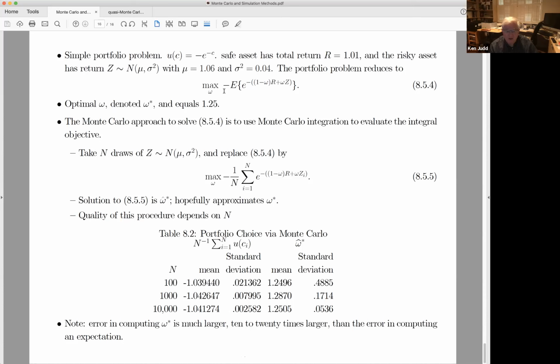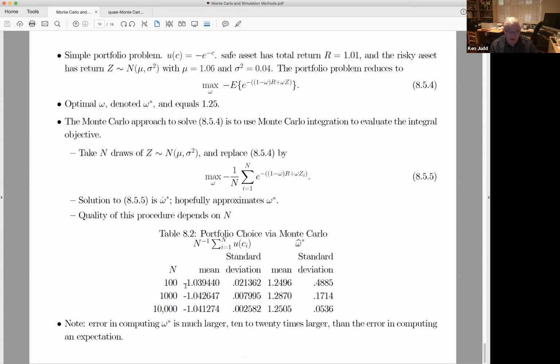And then it turns out that for these parameters, the optimal portfolio weight omega is 1.25, which means, by the way, that you go long in the stock and short in the bond. Now, the Monte Carlo approach would take a sample of Z's, get a finite sum, then maximize omega over that, and get some approximation to the optimal portfolio.